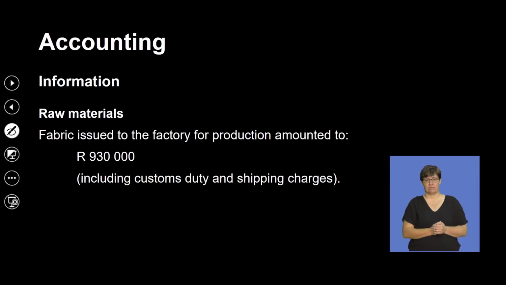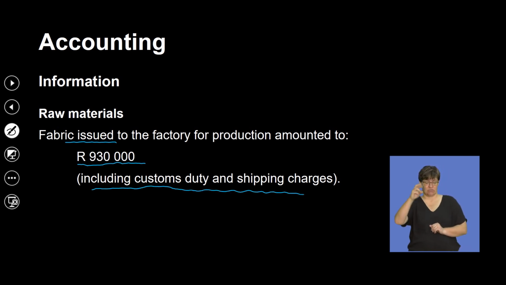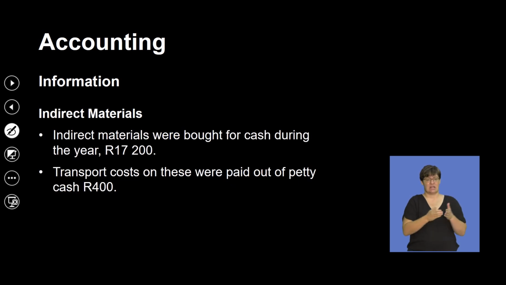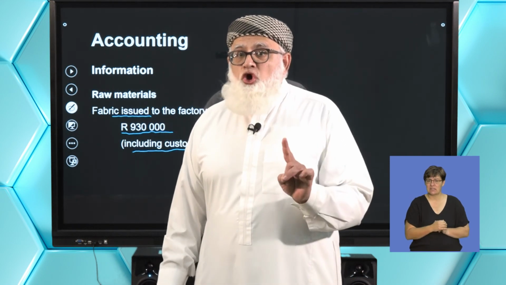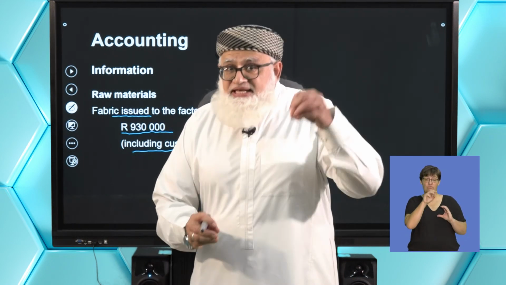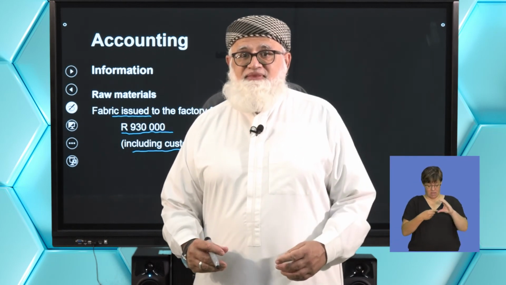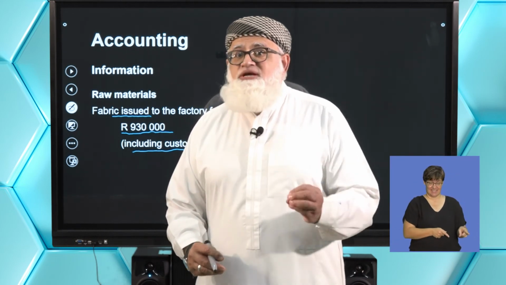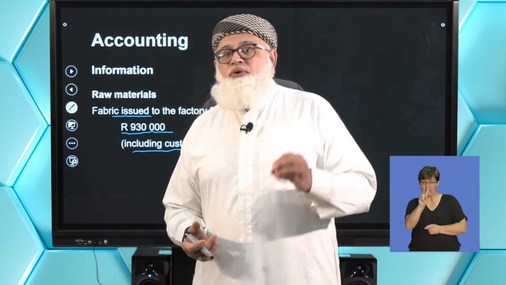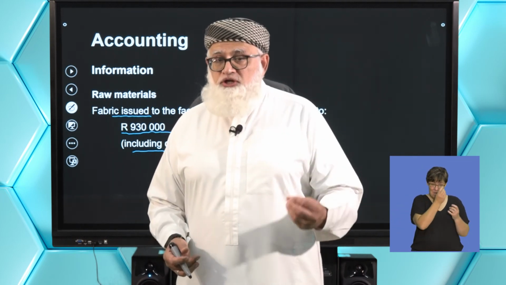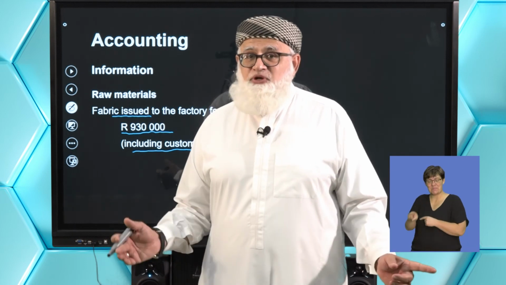You are also told that your raw materials, when you're looking at your fabric, issued for production amounted to 930,000 Rand, and this included the customs duty and the shipping charges. Now, what's important here, you are given the amount of raw materials that have been issued to the factory. Important information, extremely important information. You will see when we actually do the ledger account, how we're going to use this figure in order to determine something else that we require, right?